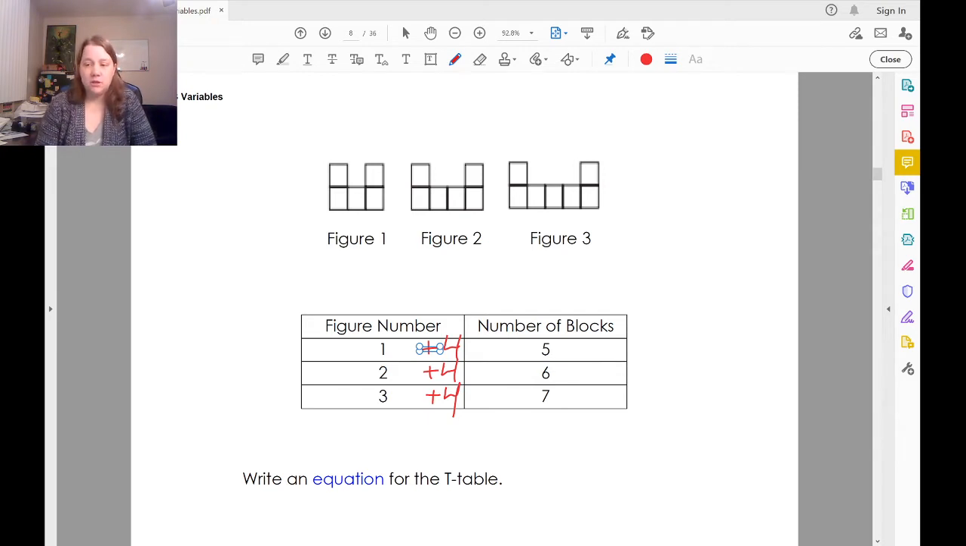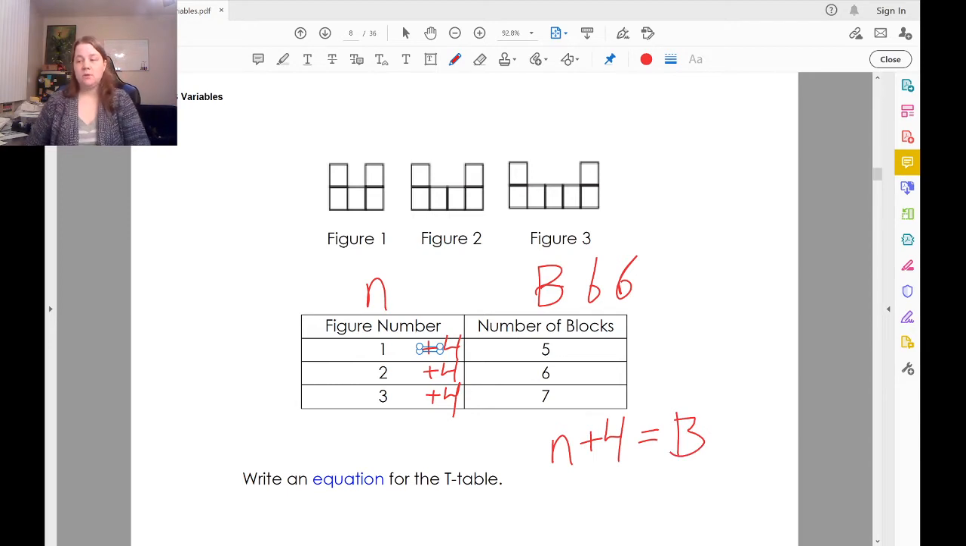So my equation would be the figure number, let's call it n for number. To figure out how many blocks I would have, I would put n plus 4 equals, well, I don't know how many blocks there are going to be because I don't know what n is. So I'm going to say b for blocks. Now, look at how b can very easily be mistaken for the number 6. So instead, we're going to use capital B. N plus 4 equals B.